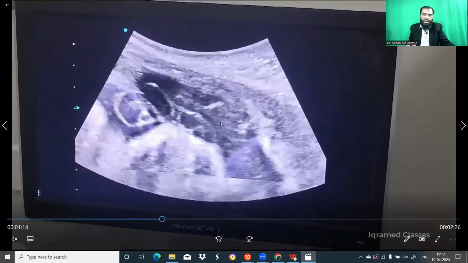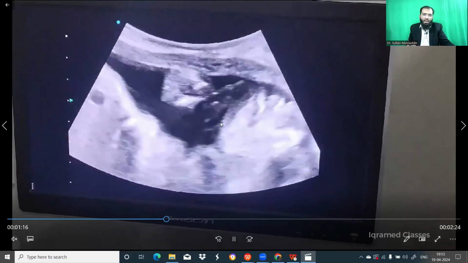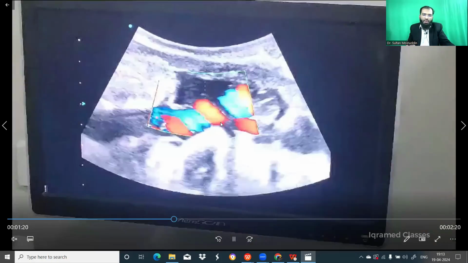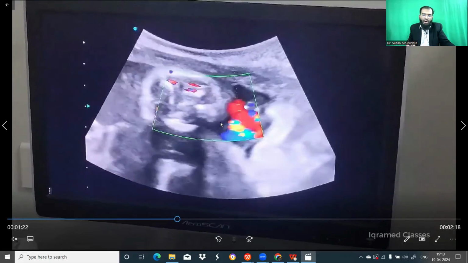So now look here again. This is the uterine wall. This is the umbilical cord. You can clearly see this pulsating cord.